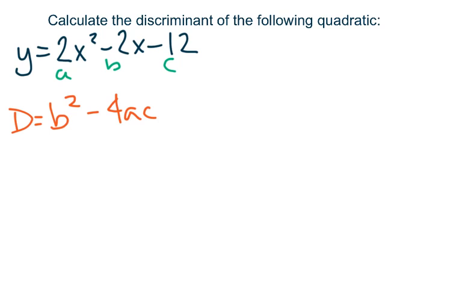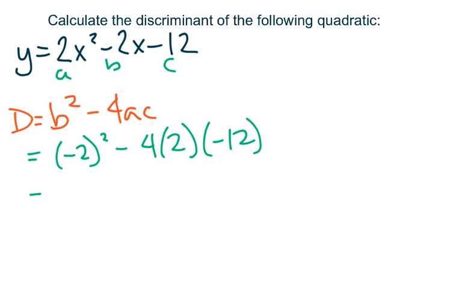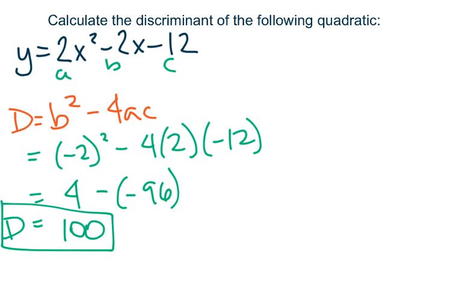4ac. So all we have to do is plug in our values for b, a, and c into the discriminant formula. That gives us b is negative 2, so negative 2 squared minus 4 times 2 times negative 12, which equals 4 minus negative 96, which is actually 4 plus 96, and the discriminant in this case is 100.